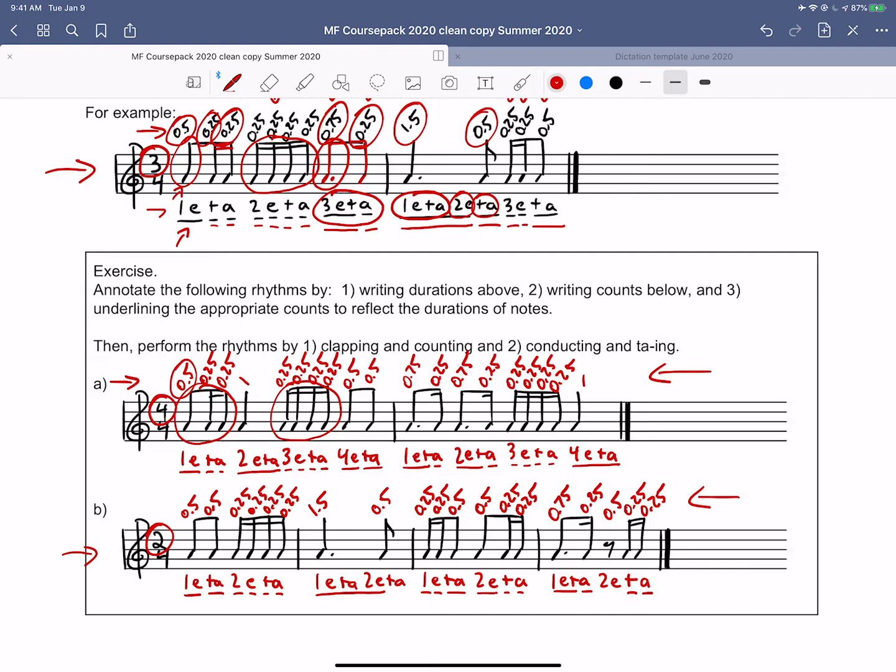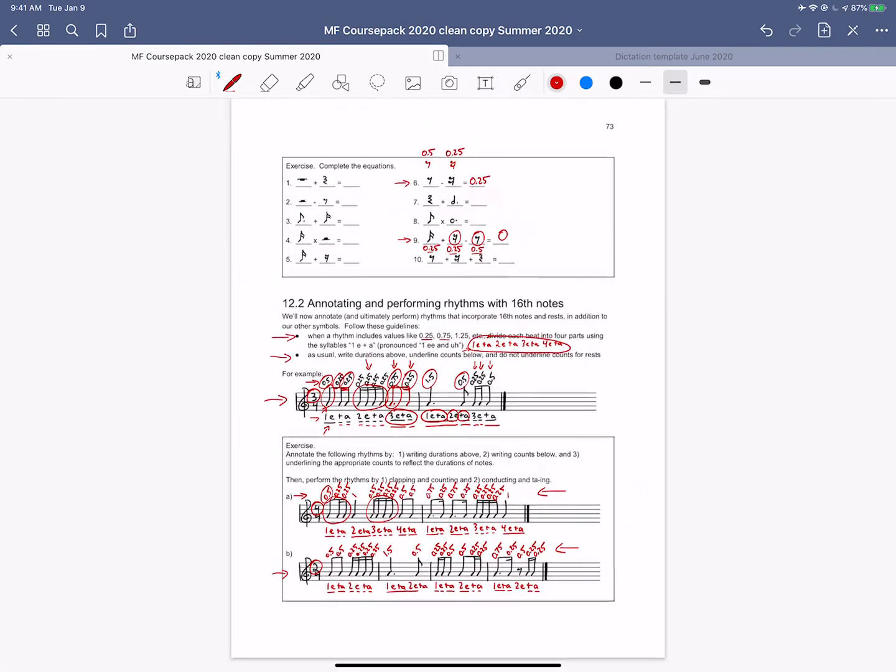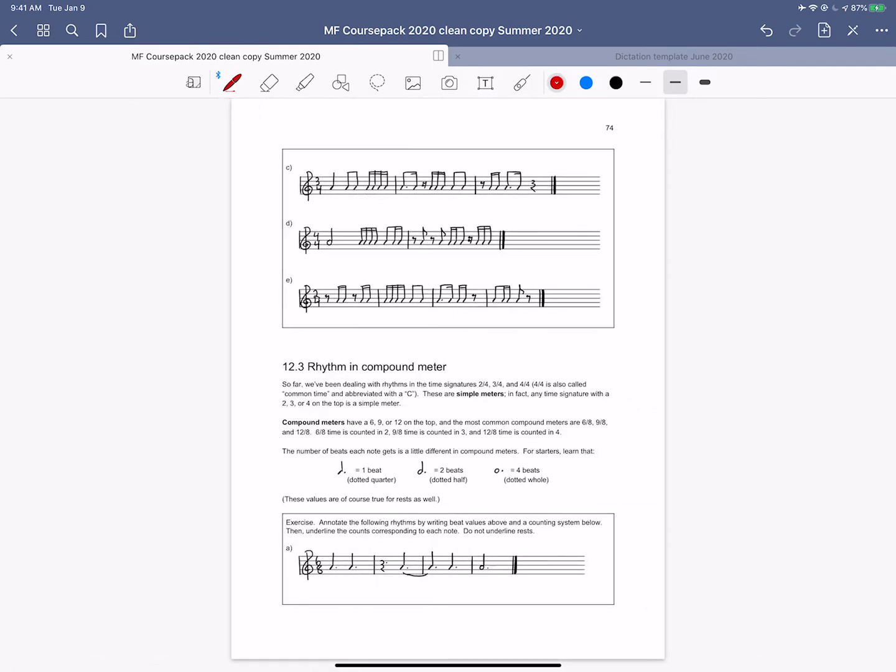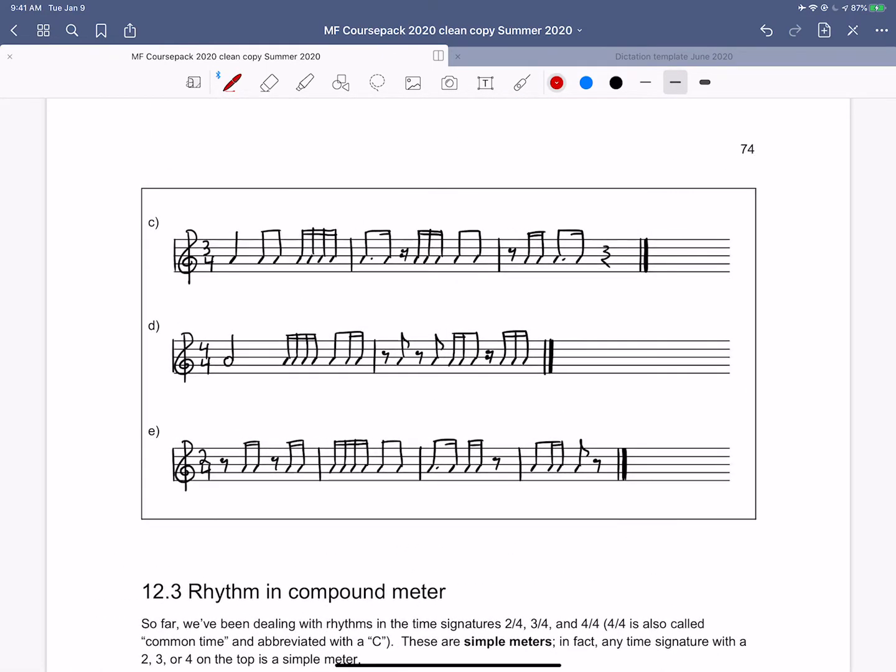And hopefully you understand all of the annotation techniques that we've covered. I recommend that you go to the next page and complete all of these remaining exercises, and certainly try your hand at clapping and counting and conducting and tying.